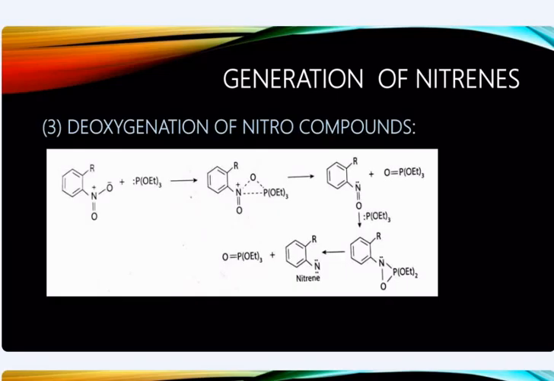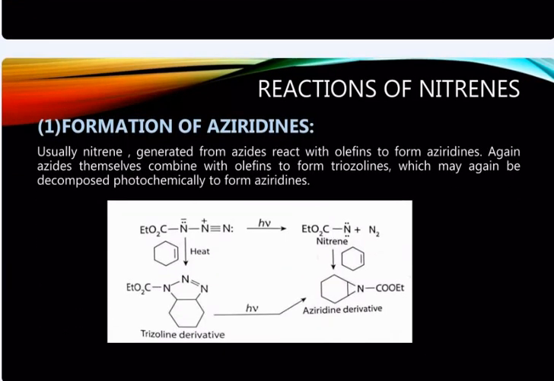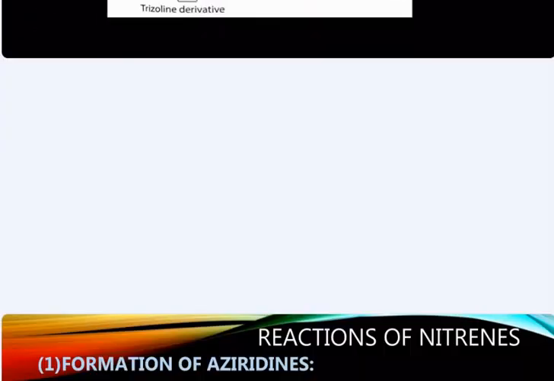Deoxygenation of nitro compounds. You can see it reacts with triethyl phosphite type compounds, forming this product, and finally you can see the nitrene. Formation of aziridine. Usually nitrene generated from azide reacts with olefins to form aziridine. Again, azides themselves combine with olefins to form triazoline, which may again decompose photochemically to form aziridines.